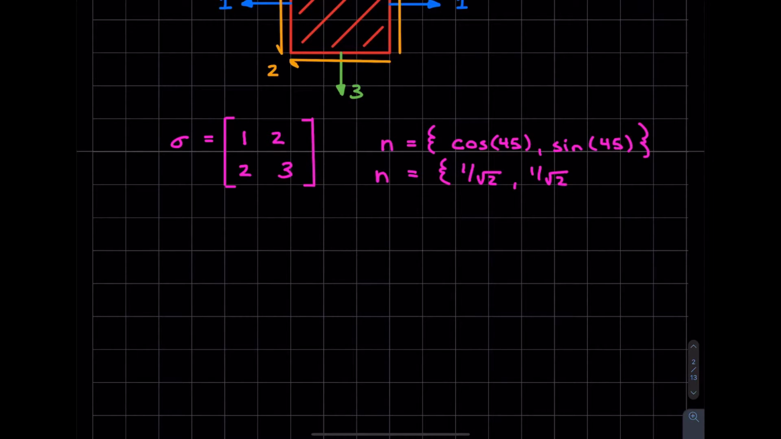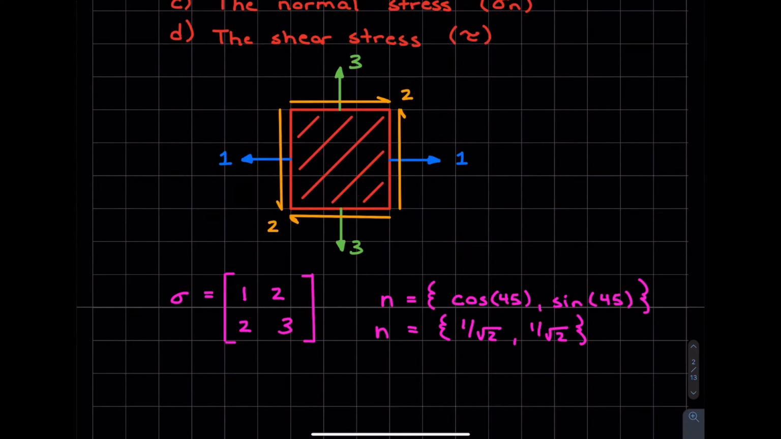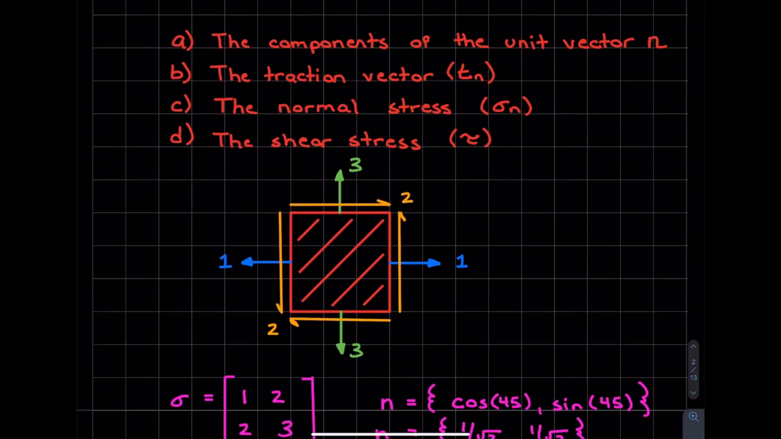So now I have my stress tensor, my stress matrix, and I have the normal vector to my cutting plane. What does the cutting plane mean? Well, basically, I cut this plane right in half by 45 degrees, and now I'm trying to find my new stresses. So I'm going to come down here and ask, what was the first thing it asked for?